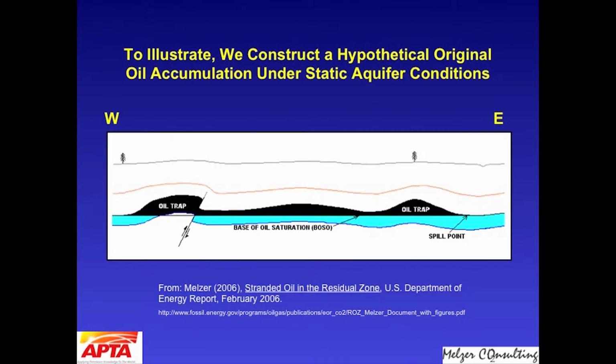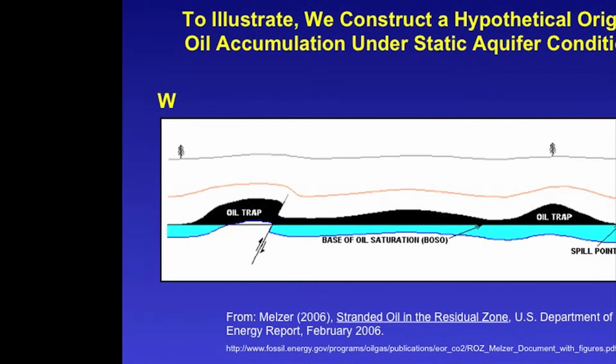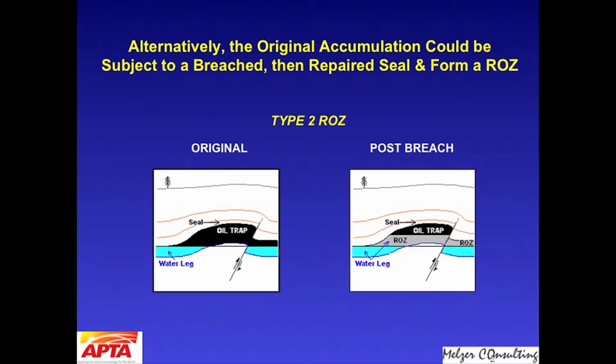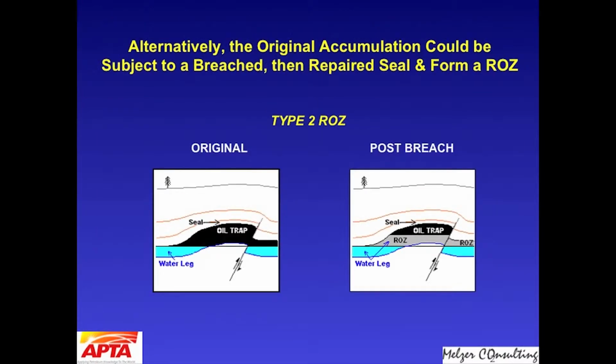And what we're going to do with this one is talk about this left side here, which is a Type 2 ROZ, one in which we breach a seal to that trap and move oil out vertically. But there are 2 other types as well, one that would be just due to a basin-wide tilt, and this slide here would show that we've moved the basin down to the west and moved oil out to the east and changed the oil-water contact due to that tilt of the basin. Second stage, as I mentioned, is a breach seal.